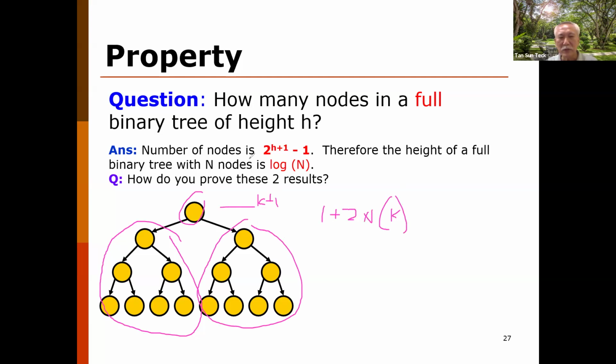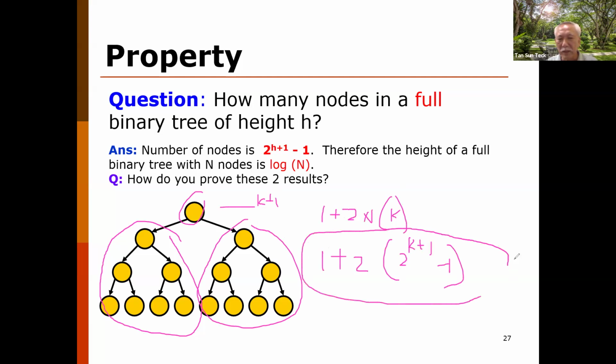So if you substitute this inside here, then you have 1 plus 2 times 2 to the power k plus 1 minus 1. What you want to do is prove that this is going to become equal to what we just wrote. We want to prove that it's actually 2 to the power k plus 2 minus 1. So you want to expand this so that it eventually becomes this. And then by induction, you can prove that this is the correct one.